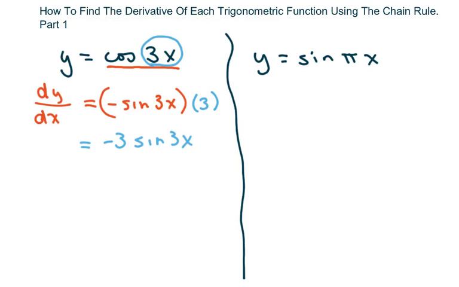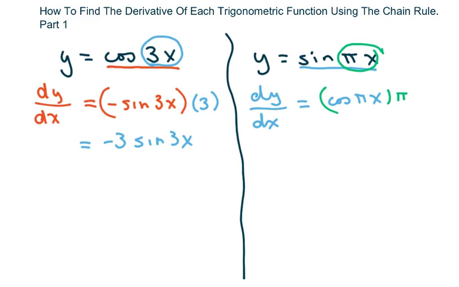Now we can do the same thing with this one. First take the derivative of sine of pi x, so we do the derivative of y with respect to x, and the derivative of sine is cosine, so you just write cosine of pi x, and then you take the derivative of the inner function, and remember the x goes away, so that's going to be 1 times pi, and that's just going to be pi. So our answer is pi times cosine of pi x.